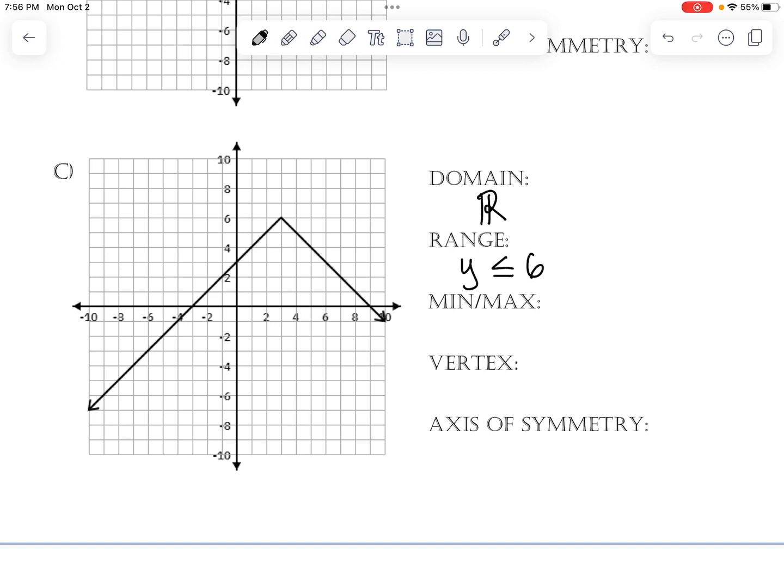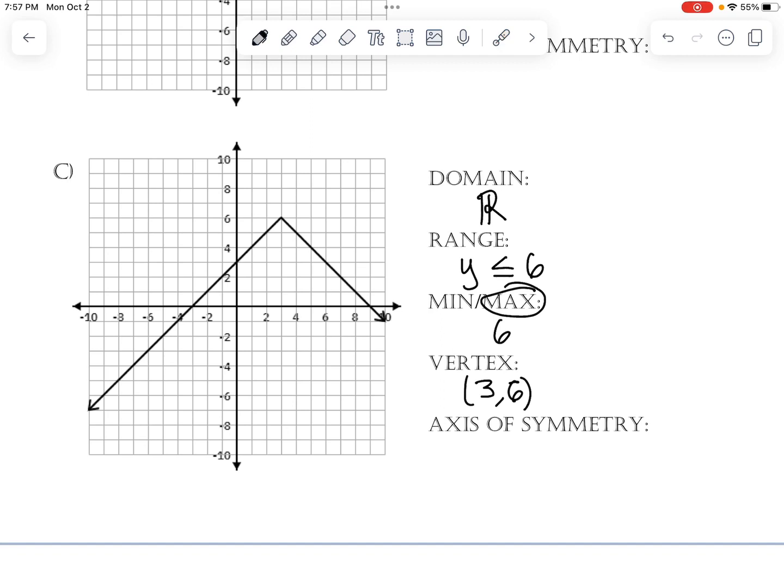Now, for a min-max, here we have a maximum because we see a peak, a highest y value. We cannot go past this y value. So we will have a maximum, and our value at that maximum is 6 because we cannot go above 6. Then our vertex will be at that same point. But for a vertex, I'm always looking for an xy coordinate. So I will have a 3, 6, because I have an x value of 3 and a y value of 6.